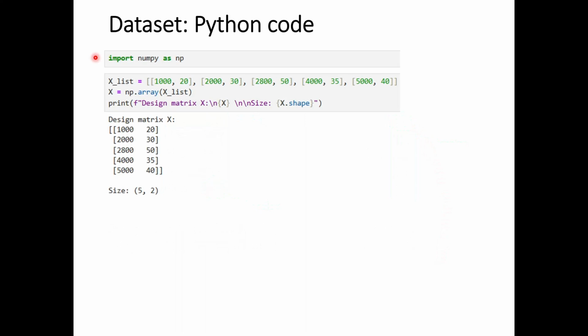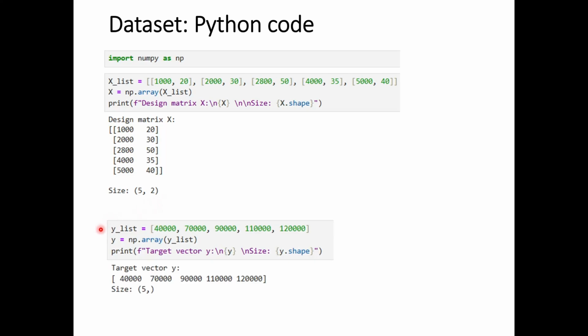Here is an example of Python code that defines a dataset as a design matrix and a target vector. First, we import numpy as np. Then we define xList as a list of lists. It's our design matrix. After that, we convert it to numpy array x. So we have a design matrix x, which has 5 rows and 2 columns.